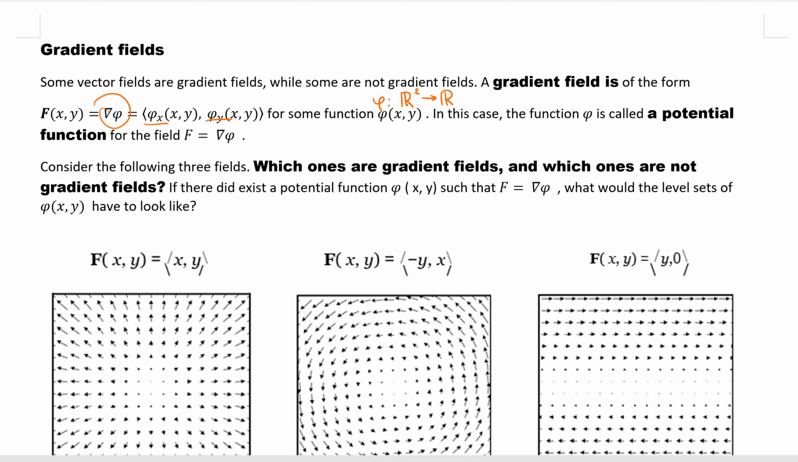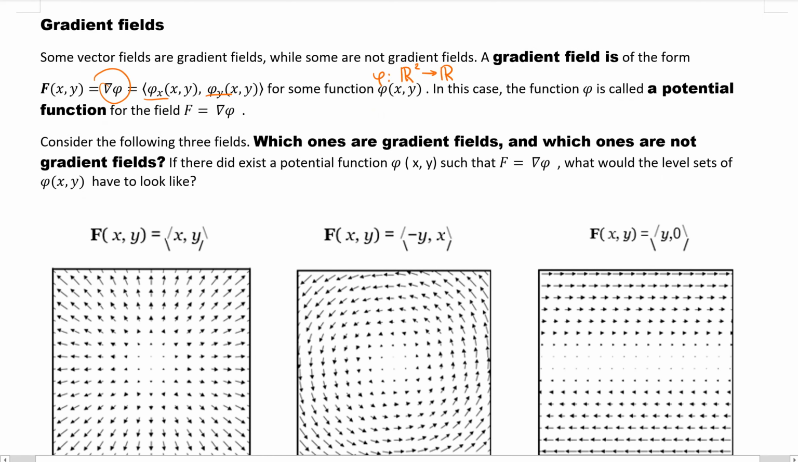All right, so consider the following 3 fields. Which ones are the gradient fields? Which ones are not gradient fields? If there did exist a potential function phi such that F equals the gradient of phi, what would the level sets of phi have to look like?